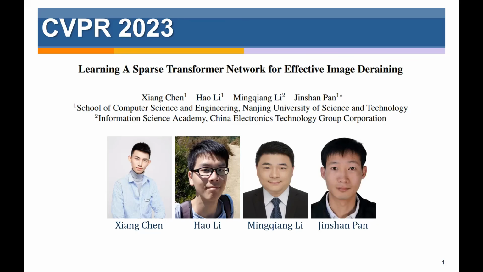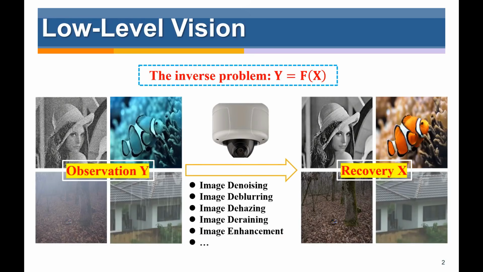Hello everyone. I am now introducing our work about learning a sparse transformer network for effective image deraining. Single image deraining is a typical low-level vision problem emerging in the last decade.